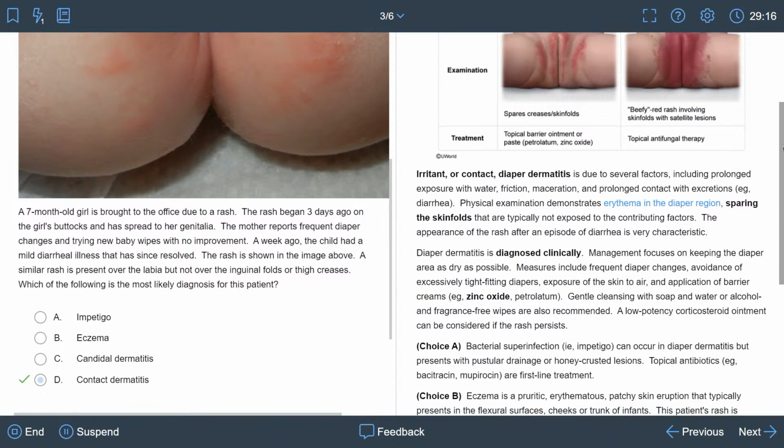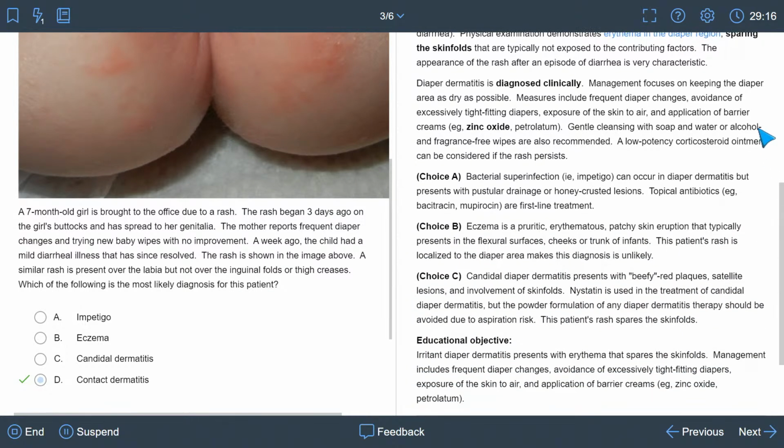So let's review the incorrect answers. Choice A, impetigo. So we actually just had a question about impetigo, which can cause a bacterial superinfection that can occur in diaper dermatitis, but we don't see those honey-crusted lesions that we saw in the last image, so that makes this one an incorrect answer. Choice B, eczema, also in our last question. It's an itchy, erythematous, patchy skin eruption that normally presents in the flexural surfaces, cheeks, or trunks in infants. Since this patient's rash is localized to the diaper area, it makes that diagnosis also unlikely.